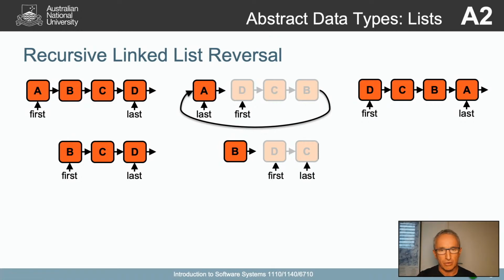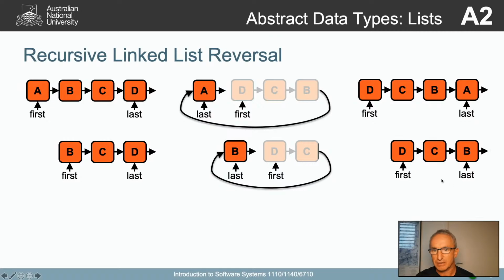How do we reverse the whole list, given that we've managed somehow to reverse D and C? Well, it's pretty simple. Again, we just make C point to B, and then we move the last to point to B, like that. And unfold it, and we get this. We've reversed the list. Okay?